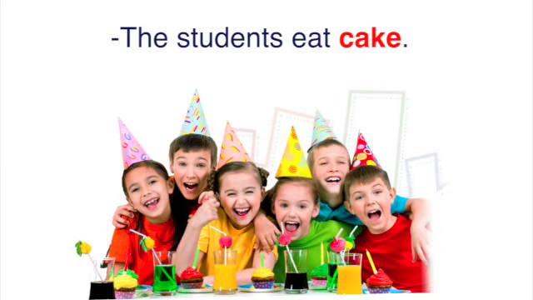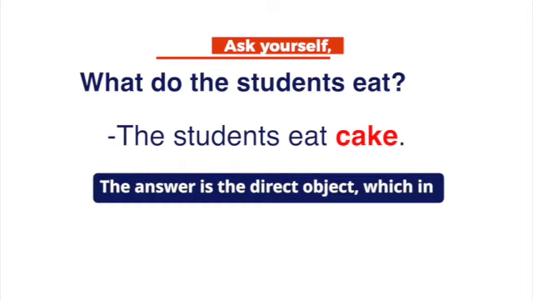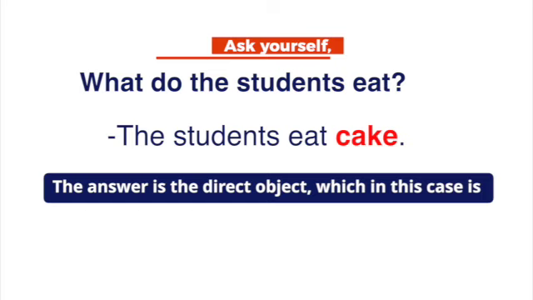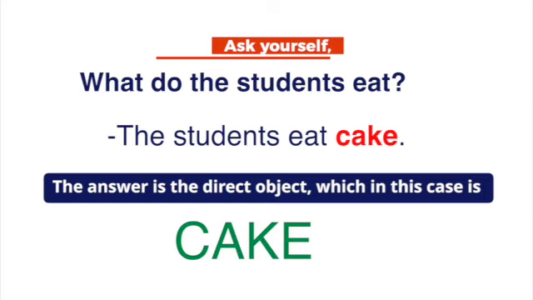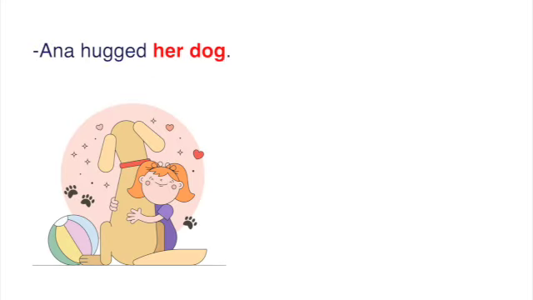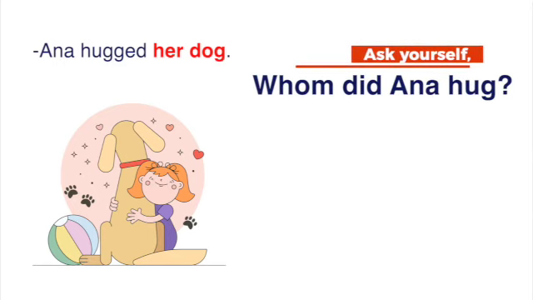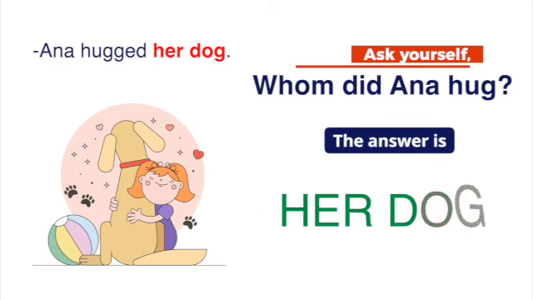The students eat cake. Ask yourself, what do the students eat? The answer is the direct object, which in this case is cake. Let's try a new direct object example. Anna hugged her dog. What's the direct object? Ask yourself, whom did Anna hug? The answer, of course, is her dog.